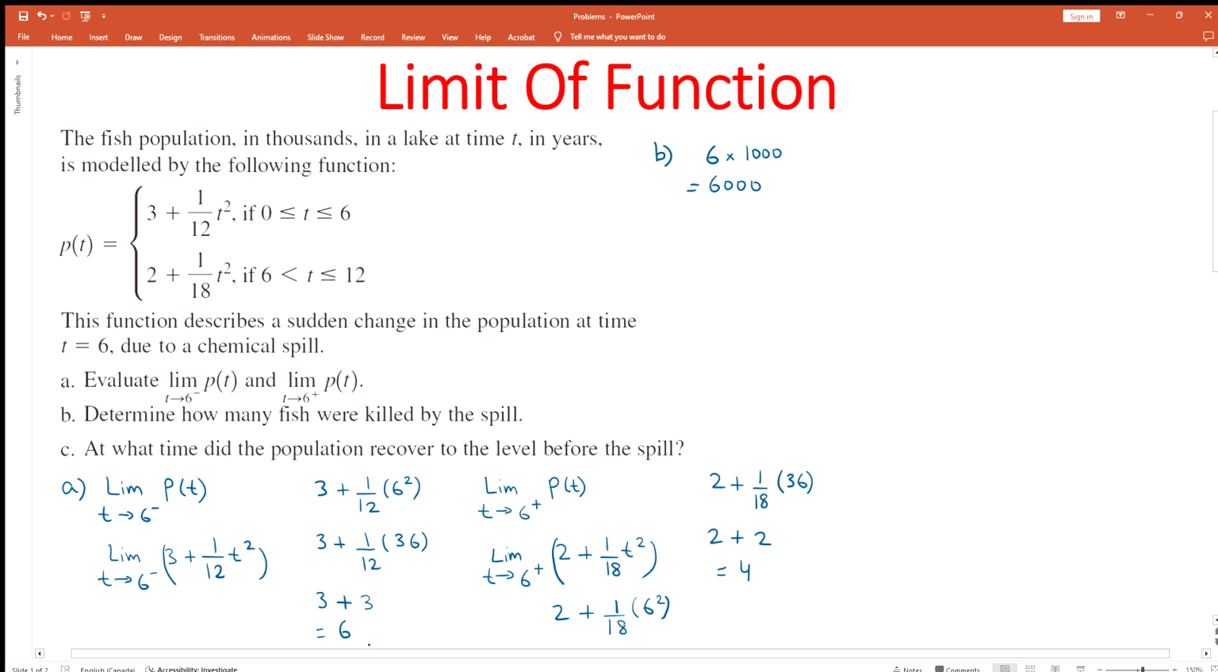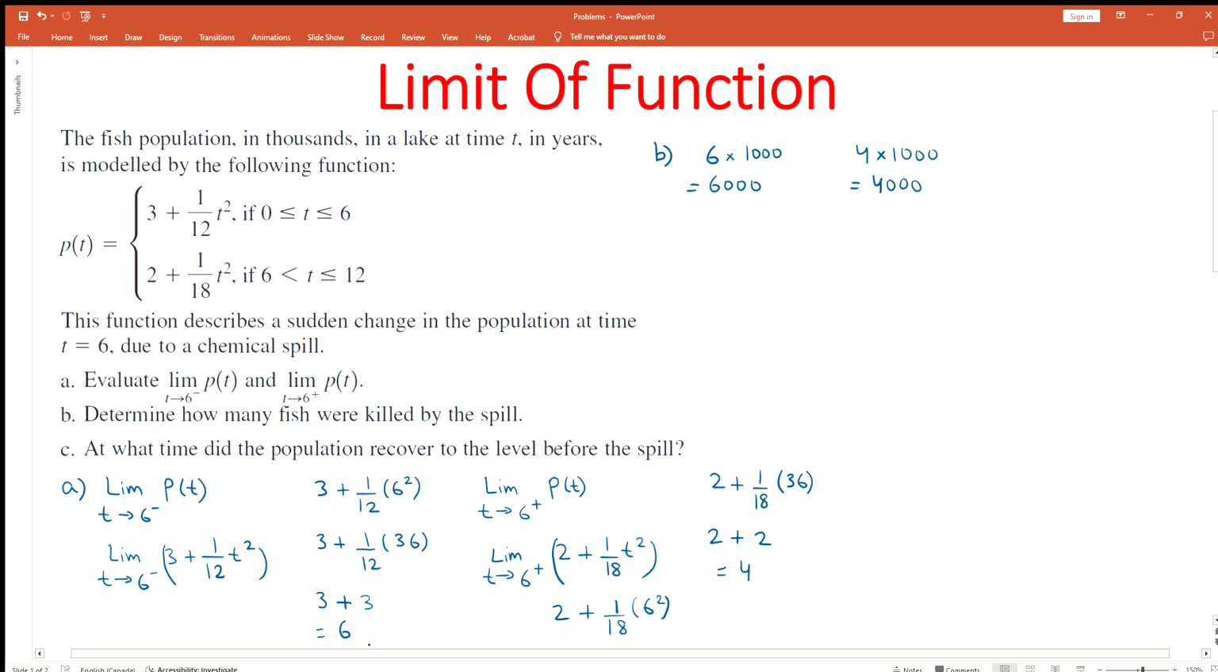This is a very important concept we need to understand to solve this type of problem. Now we can find the population of the fish after the spill. As per part A, the right-hand limit is equal to 4. 4 represents the value of the population function p at t just after the chemical spill. Since the function gives the population in thousands, we should multiply 4 by 1000. So the population of the fish right after the spill is 4000.